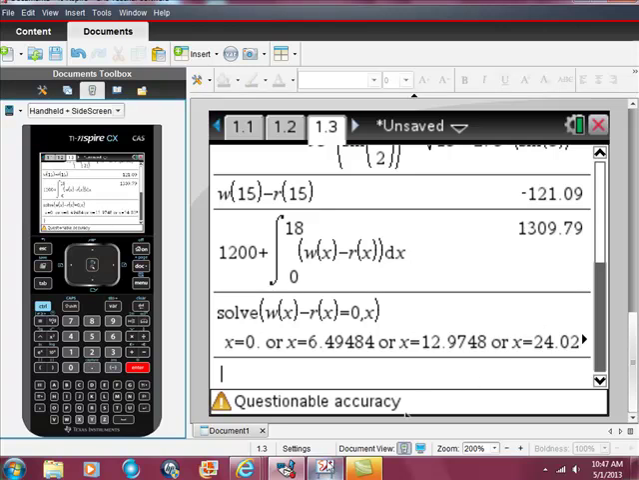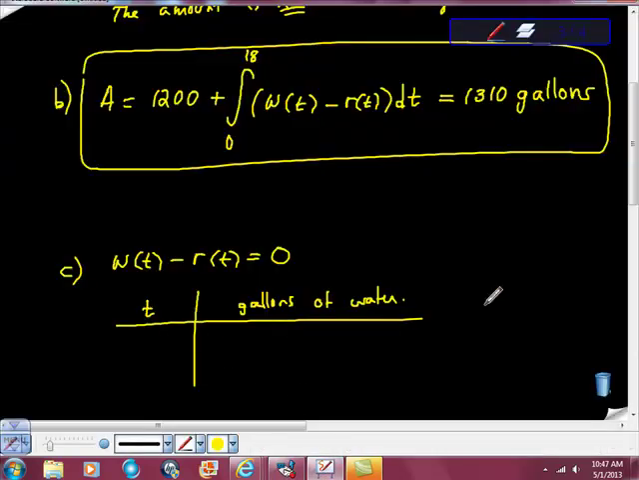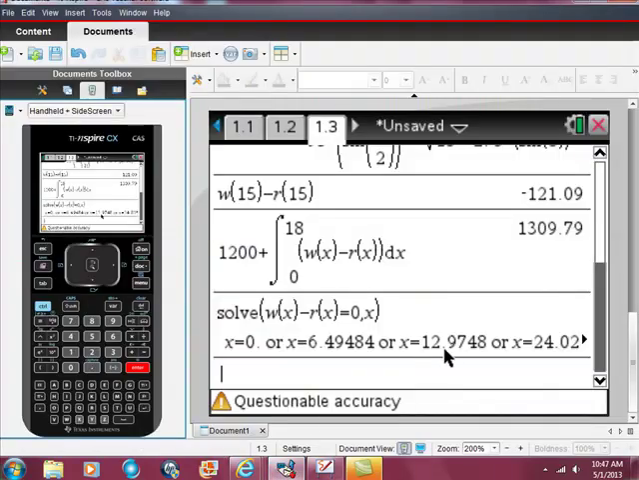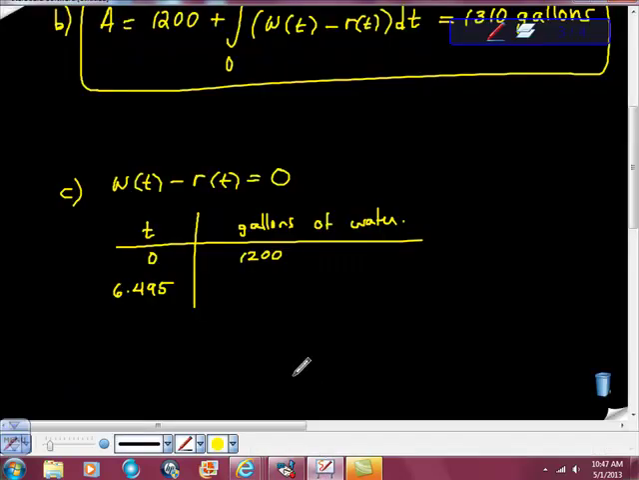So I'm going to go back to my paper, and I'm going to start to put these values in. The first value is 0, because it's an endpoint, and gallons of water is 1,200 because we know that. The other one we got was 6.495. The next one we got, if we go back and look at the calculator, was 12.975, because I'm going to round to the thousandths place. I'm going to show that to my reader, 12.975. And then remember, 18 is an endpoint, isn't it?